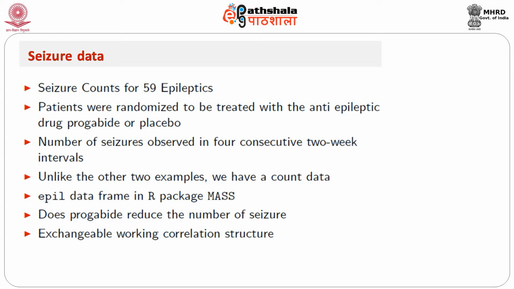So, unlike the other two examples that we did last time, here we have a count data, because here we are counting the number of seizures. This data is stored in the R package MASS as a APIL data frame. So, if we call APIL from the R package MASS, we would get this data, and the question of importance is, does Prograbide reduce the number of seizures? So, all through we shall be assuming an exchangeable working correlation structure.